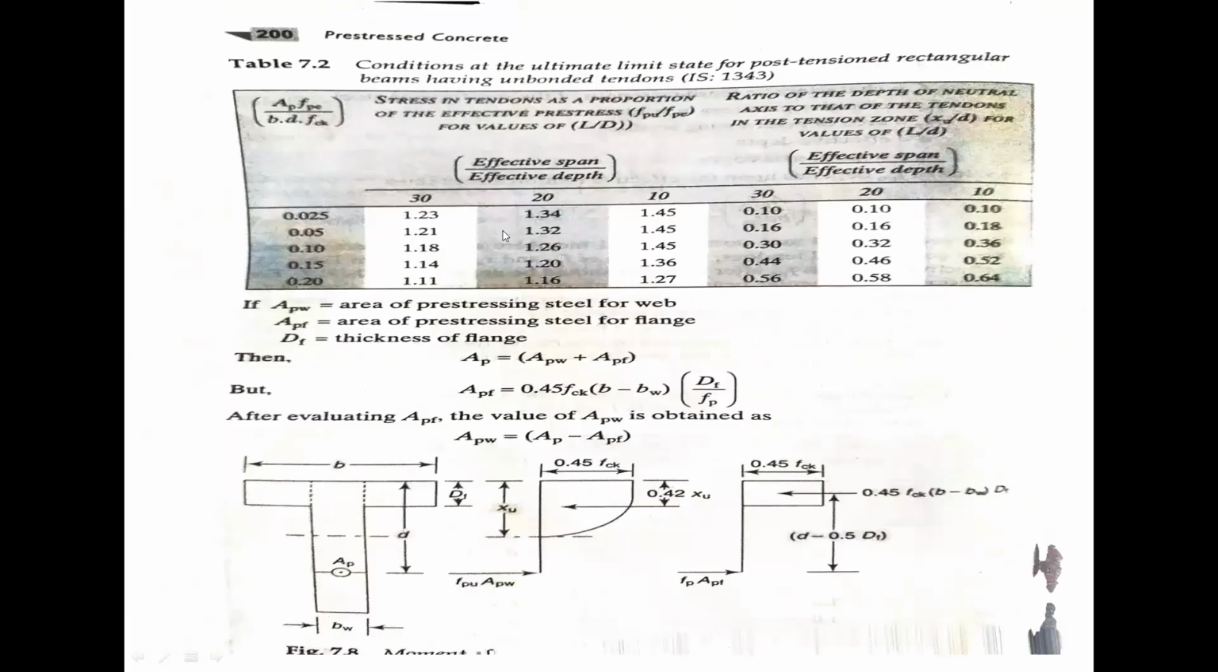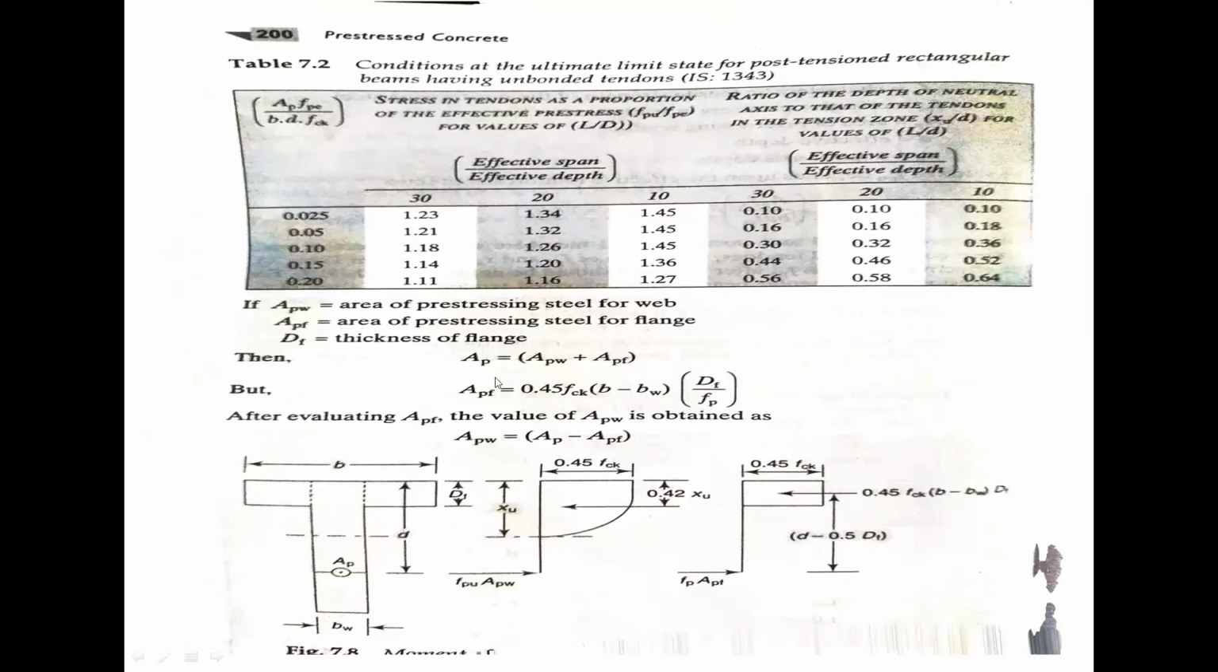This is the T beam. This is the rectangular box. For the rectangular box with unbounded section, see Table 7.2, condition at the ultimate limit state for post-tensioned rectangular beams having unbounded tendons. You have to use this in this problem 7.7, bridge girder with unbounded tendons.